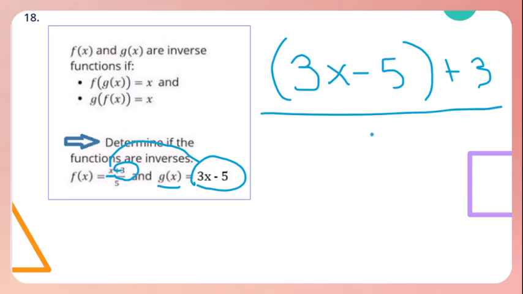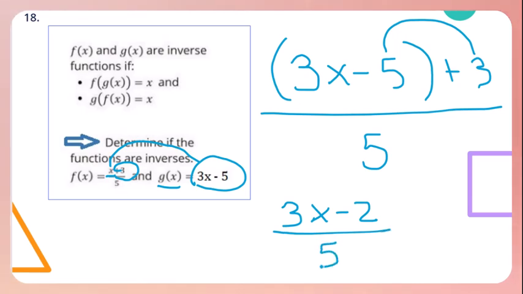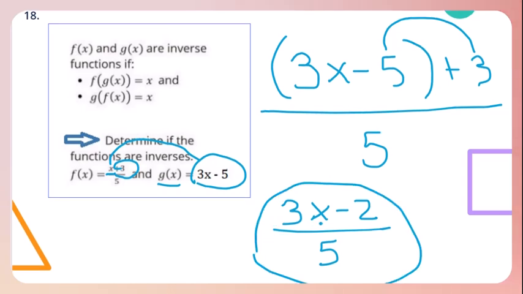over 5. Now let's work on simplifying that. Let's drop our parentheses, add negative 5 to positive 3, and you're going to get 3x minus 2 over 5. Now we can stop right there because when we simplified, we should have gotten x. If we got x, then we would switch and we would put x plus 3 over 5 into g of x simplified, and if we got x when we switch the order, then these would have been inverses.